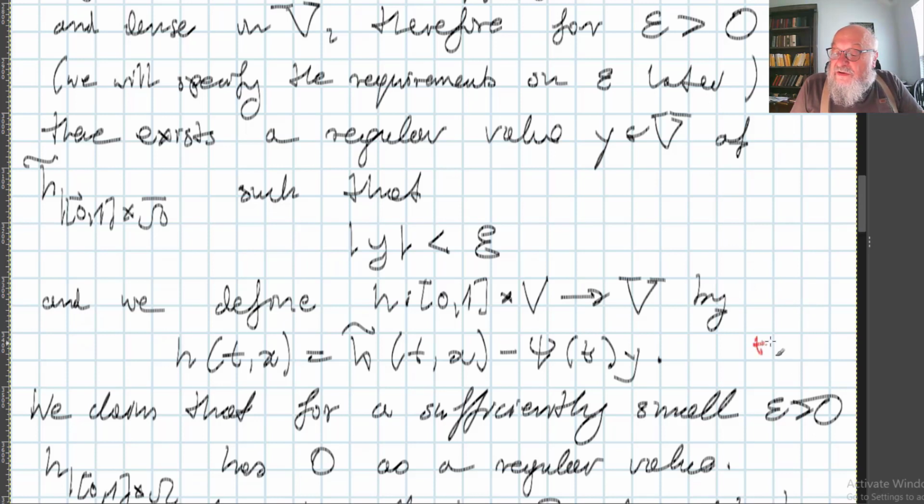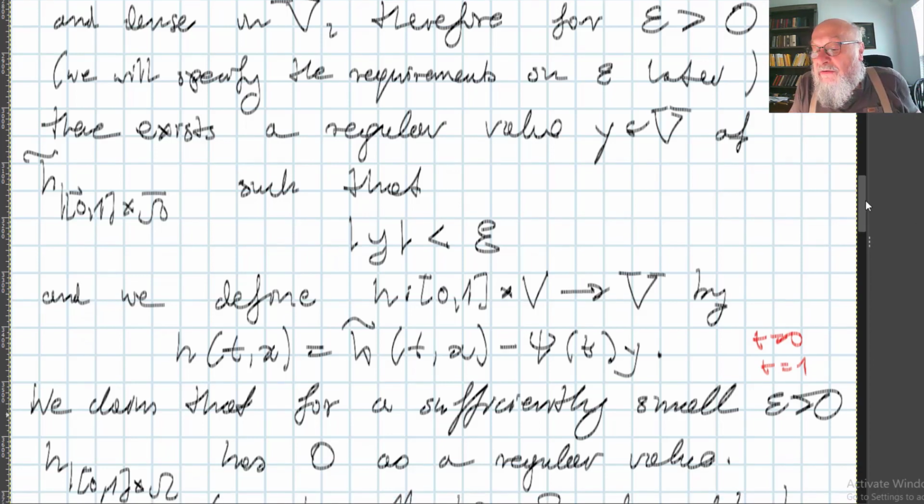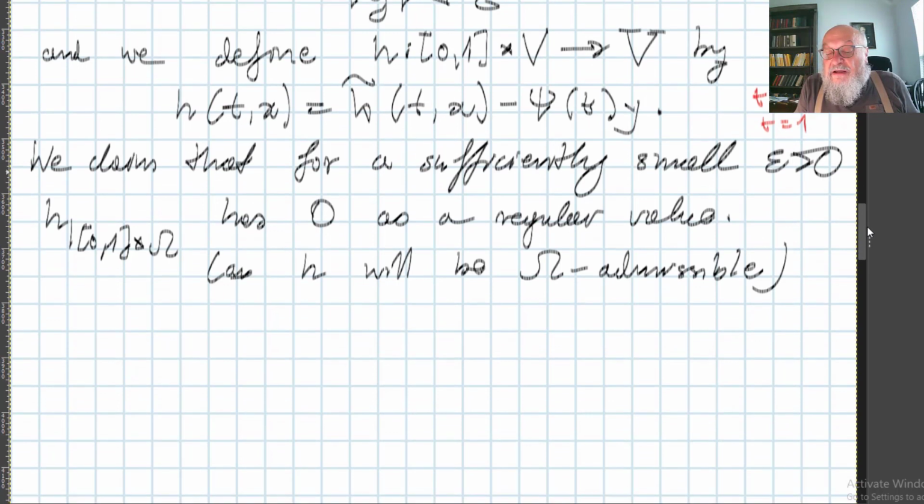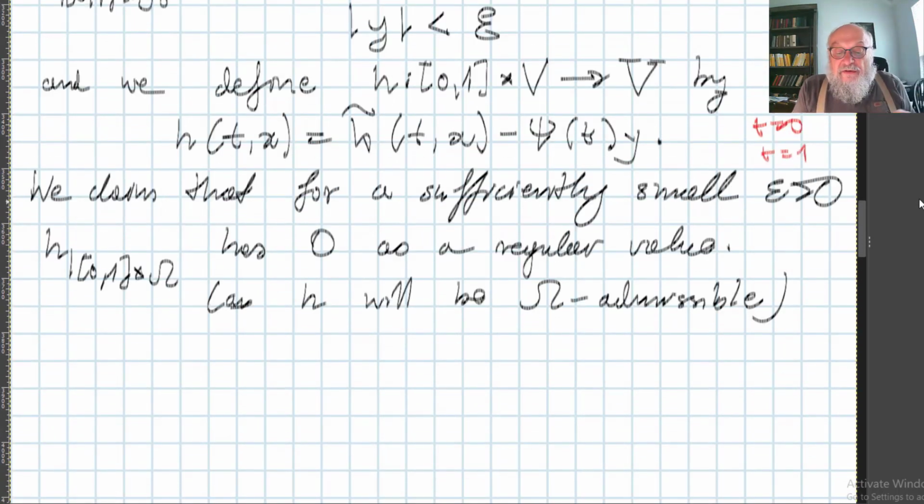For t equal to 0 and t equal to 1, near these points, this will be exactly h tilde, and then this will be f, and that will be g. So it will be locally constant near t equals 0 and t equals 1. So that requirement is no problem. Also, by taking epsilon sufficiently small, we can assume that this will be omega admissible. So now the only thing we need to show is that this will be a regular value.